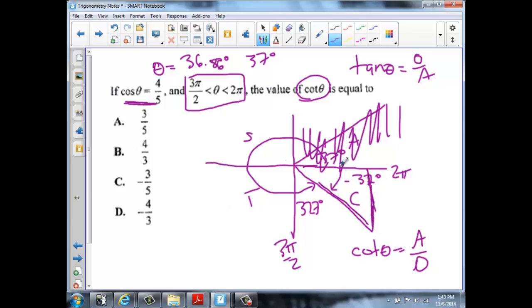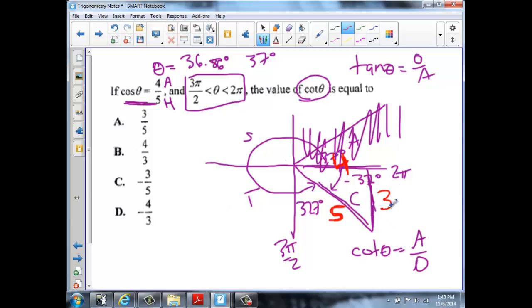The adjacent is 4 and the hypotenuse is 5. This side right here is 4. This side right here is 5. Could we use Pythagoras' theorem to solve for the opposite side over here? Oh, it's 3. Well, hang on a sec though.